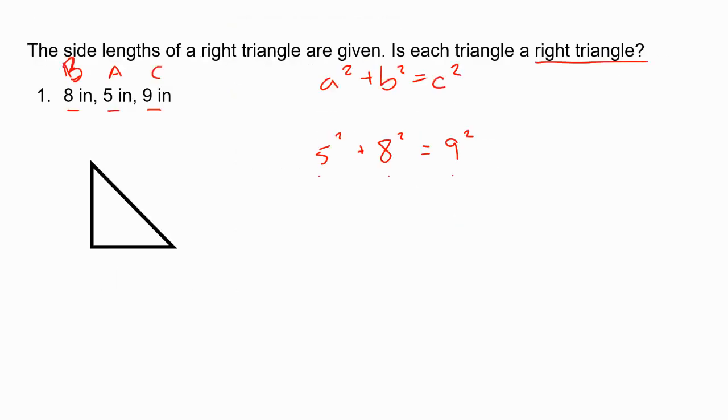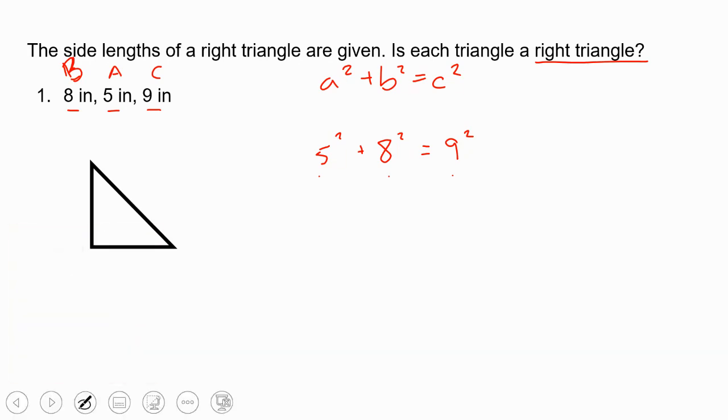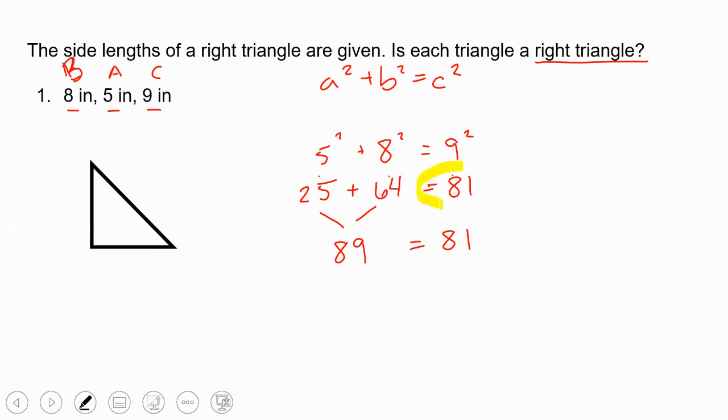And now I am going to write these numbers out. So that number was 25. This was 64, and this was 81. So now it's just simple addition. I'm going to add these two numbers up, and that gives me a total of 89. And I brought this portion right here down here. Okay, so that's where I'm getting the 81 from.